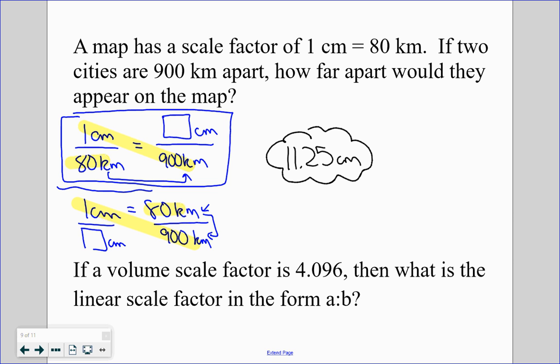So when we write the units in, you either want the units to line up bottom to bottom and top to top, or you want the units to line up left side looks the same, right side looks the same. It doesn't matter how you do it, whether you do it top to top and bottom to bottom, or left side to right side, as long as you have it lined up. Okay, so how far apart would those cities be on the map? 11.25 centimeters.